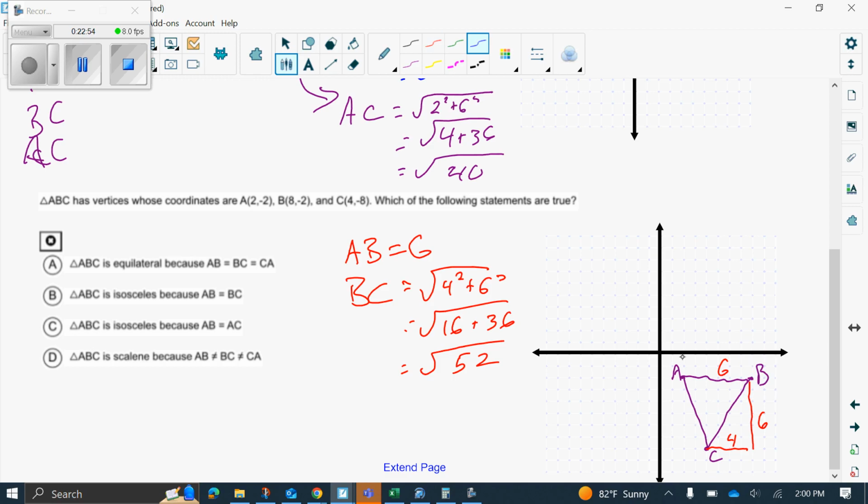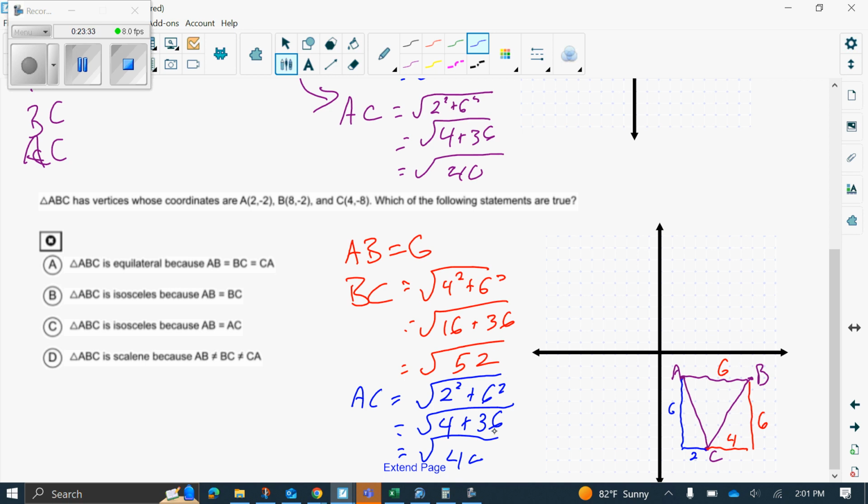And so now we go and we do the same thing with AC. Well, from A to C is over 2, but it's going down the same amount as B, so that would be 6. And so AC is 2 squared plus 6 squared. And so 4 plus 36, which is 40.